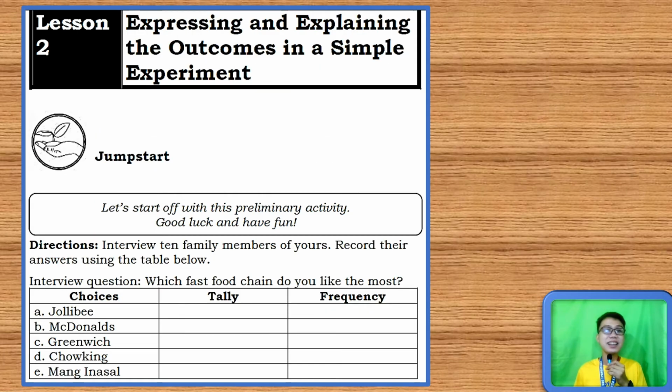Our next lesson is explaining the outcomes in a simple experiment. Let's start off with this preliminary activity. Good luck and have fun. Directions: interview 10 family members of yours. Record their answers using the table below. Interview question: which fast food chain do you like the most? I'll give you a few minutes to finish this activity.